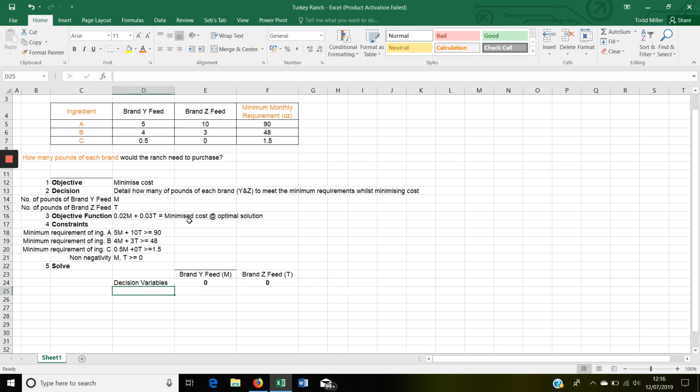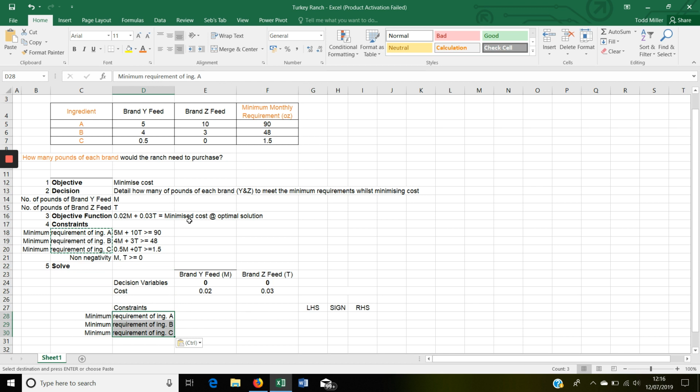And look at the objective function. What we're dealing with is cost. So right below, we're going to include the respective cost amount per pound. Then we're going to have a look at our constraints. These will be set up in a way that we have a left-hand side, we have the sign, we have our right-hand side. So I'm just going to be lazy, copy and paste our constraints down here.